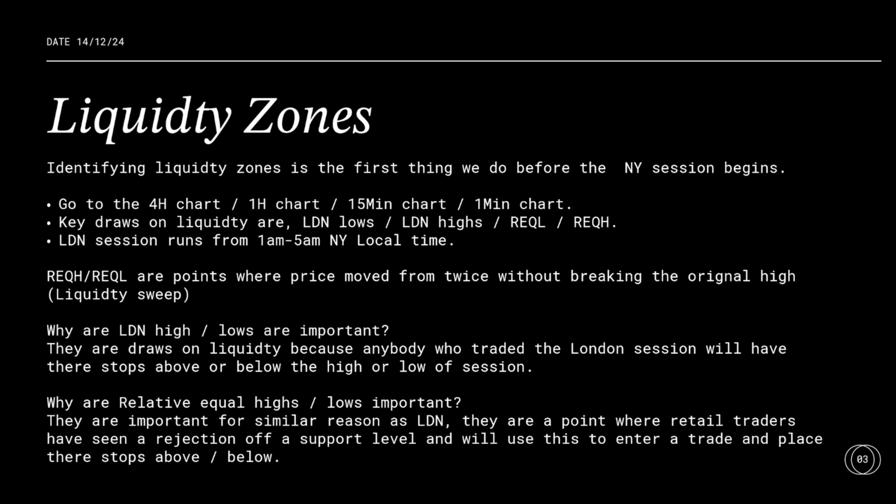So why are relative equal highs and relative equal lows important? They are important for similar reasons as London. They are points where retail traders have seen a rejection off a support level and will use this to enter a trade and place their stops above and below.